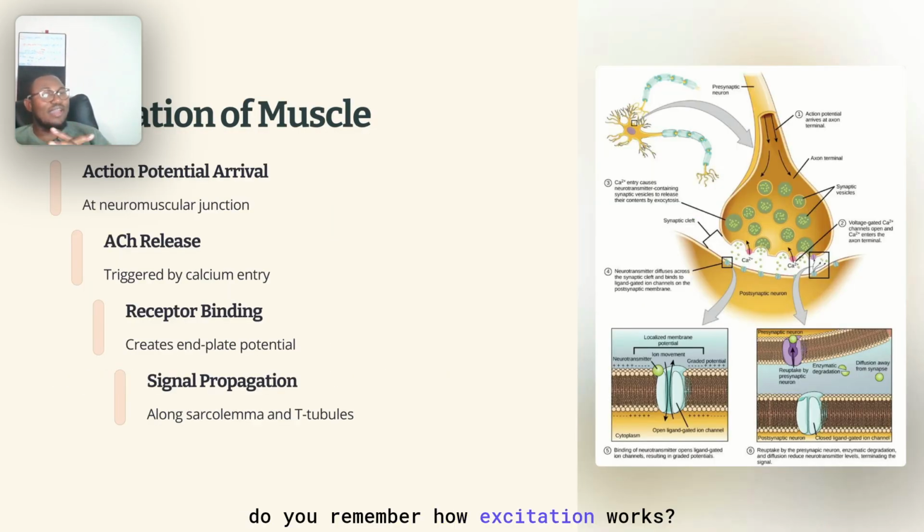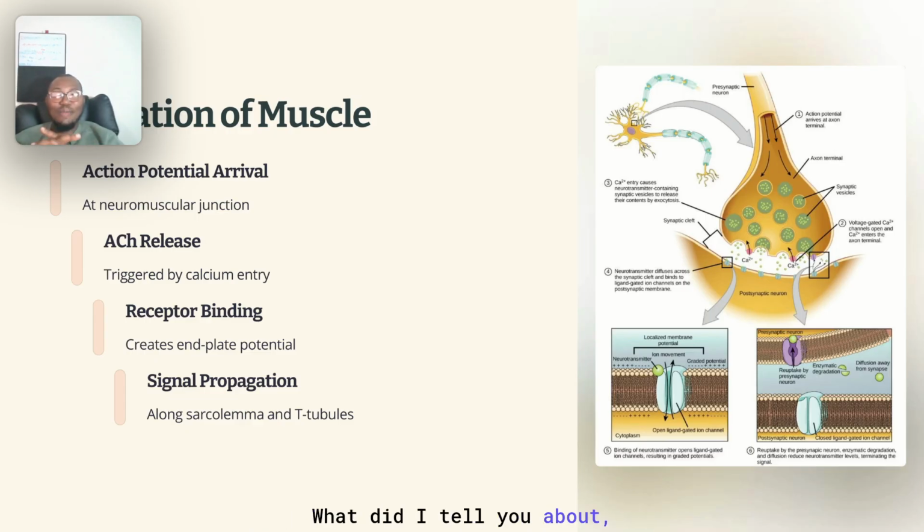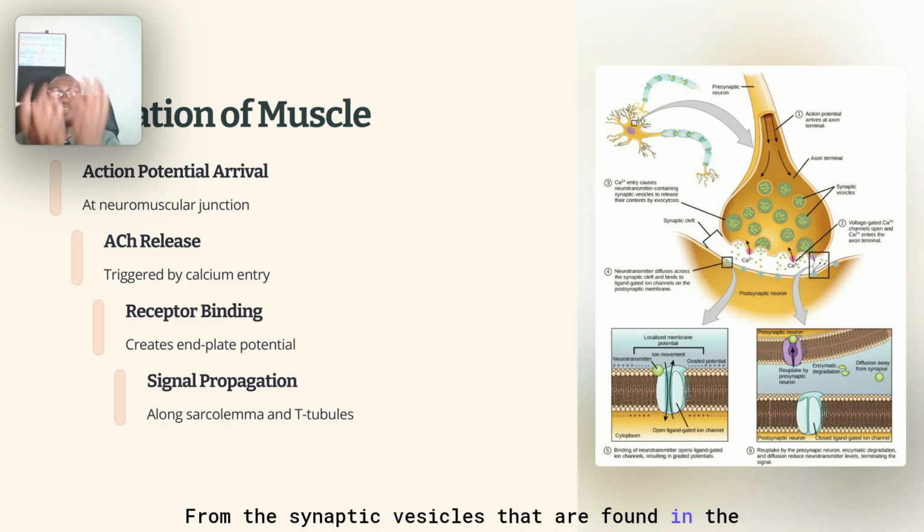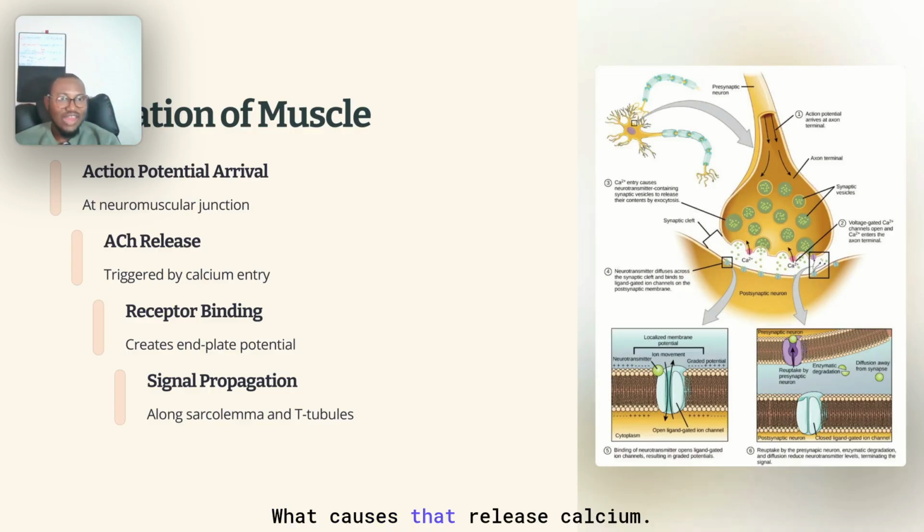Now, do you remember how excitation works? What did I tell you about stimulating muscle contraction? I told you that, first of all, the acetylcholine is released from where? From the synaptic vesicles that are found in the synaptic knob. What causes that release? Calcium. How is it released? Exocytosis. You have to pay attention.